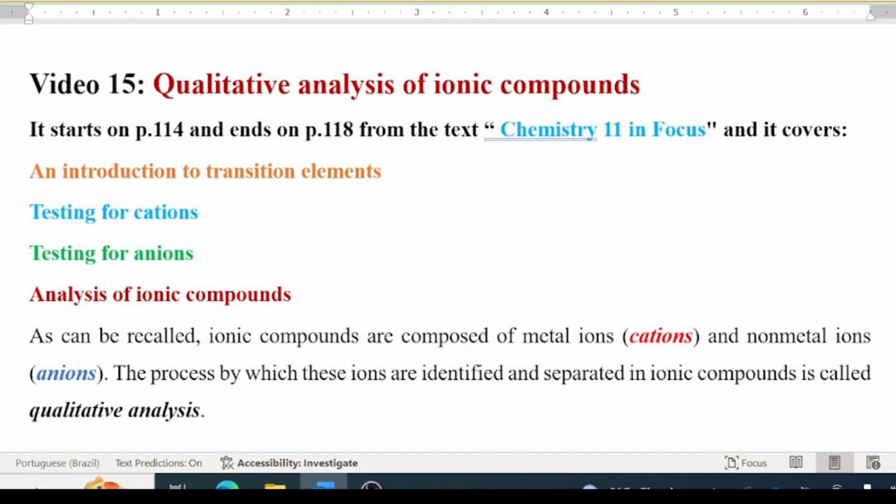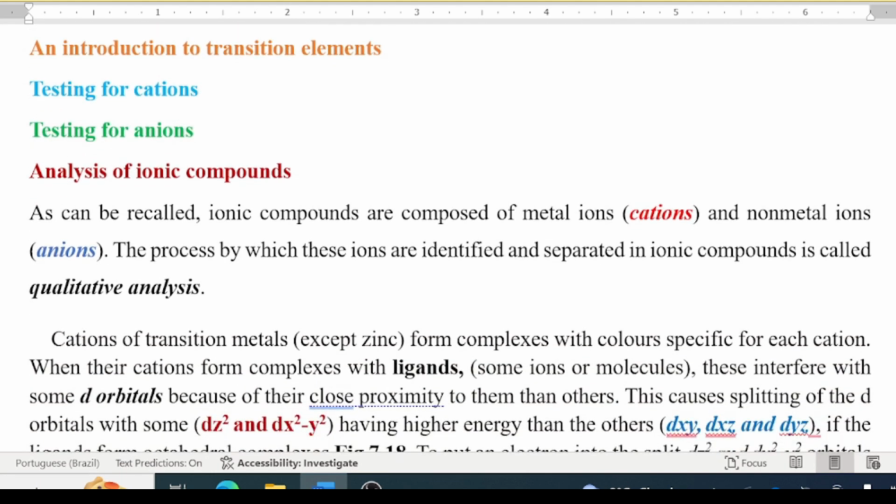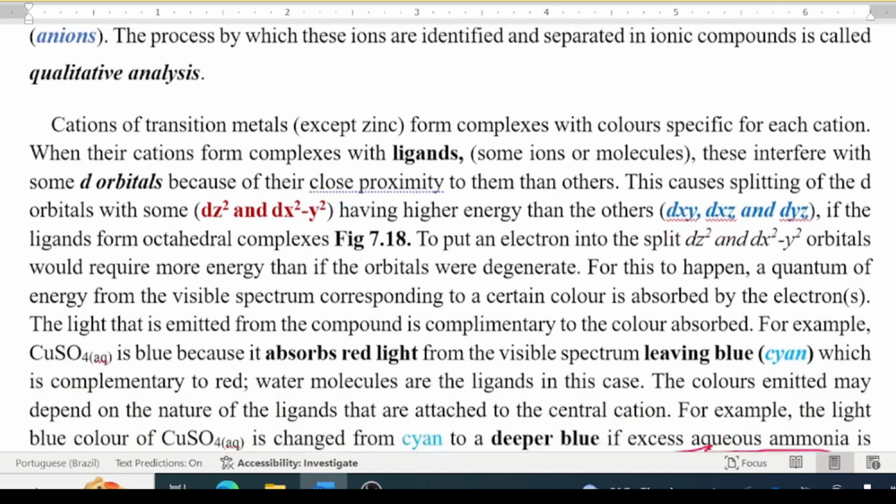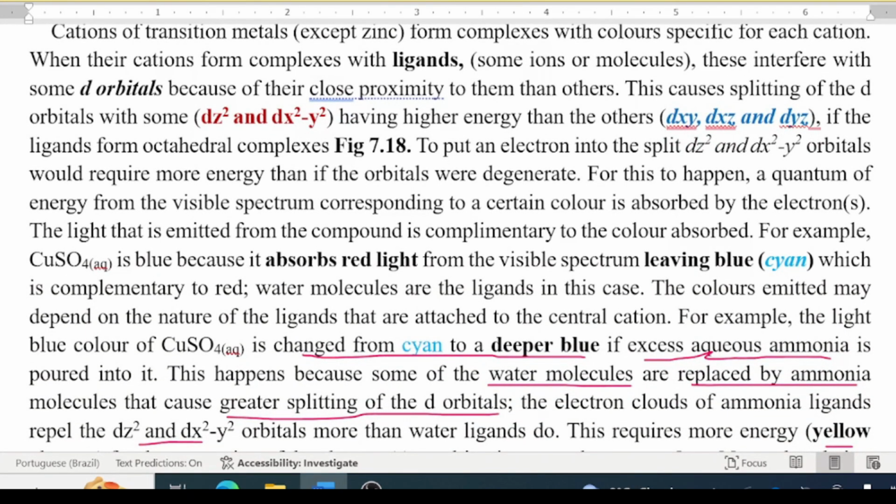As can be recalled, ionic compounds are composed of metal ions, cations, and non-metal ions, anions. The process by which these ions are identified and separated in ionic compounds is called qualitative analysis. But before we go on to do analysis of compounds, sometimes students want to know why ionic compounds of the transition metals are colored. The following is a brief explanation of how this phenomenon happens using copper-2 ions.